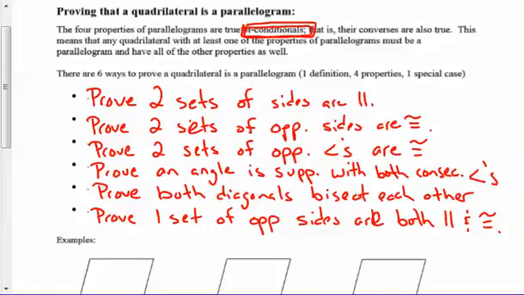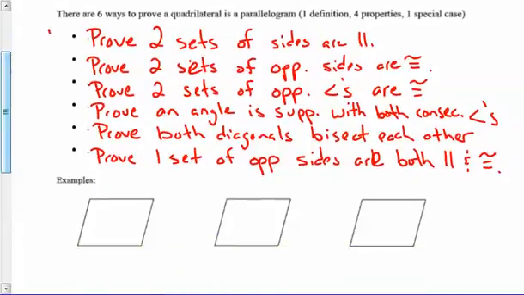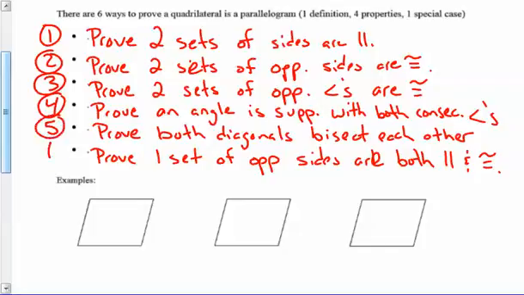We're looking at, if I give you a little piece of information, is it enough information to say that the shape is a parallelogram? And therefore, all the properties will apply as well. So it's taking a little bit of information and finding more information. What can you do with that information? So what we see here are our 6 methods, and they relate back to the properties.